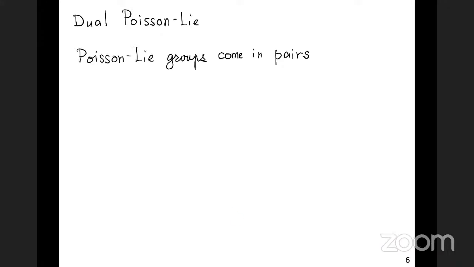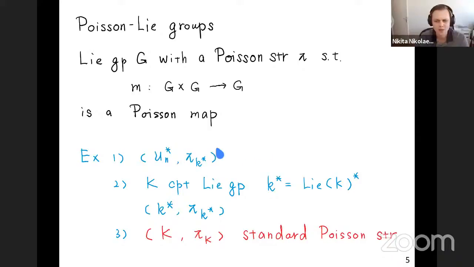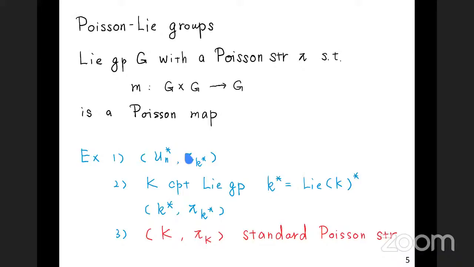So about Poisson Lie groups, all the Poisson Lie groups come in pairs. As we saw in the linear case, the linear Poisson structure here actually comes from the, can you hear me? Yes, it's breaking up a little bit, but not too bad. Now we can actually hear you.